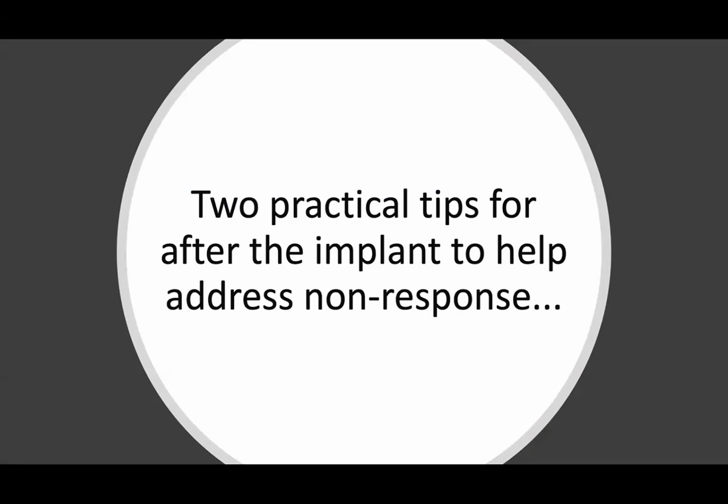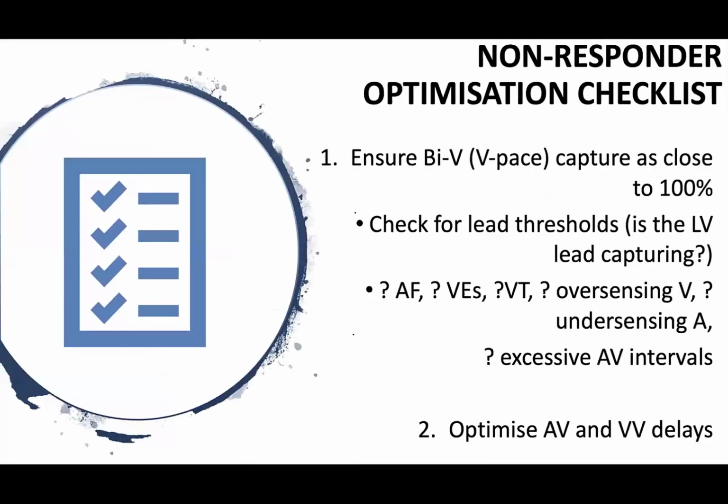Just a couple of practical tips after the implant to help address non-response, which we won't have an opportunity to cover later on. As Hani discussed, make sure that you are pacing both ventricles as close to 100%. Check for left ventricular lead thresholds. Is the left ventricular lead capturing or not? Often the patient's own intrinsic rhythm accelerates beyond that. So atrial fibrillation, ventricular ectopic beats, runs of couplets and triplets can affect whether you get biventricular pacing.